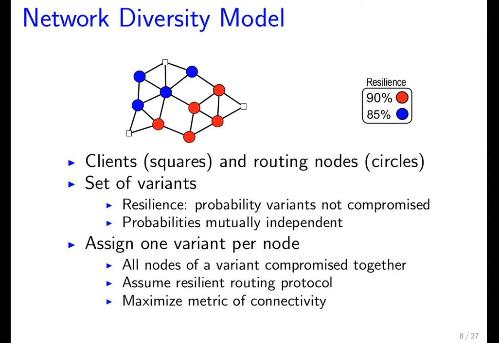We assign one variant per node in the network, and all nodes of the same variant are compromised together. So if a variant is compromised, all nodes assigned that variant are considered compromised. We assume a resilient routing protocol, which means that a pair of clients is considered connected if and only if there is a path of routers that are not compromised between them.